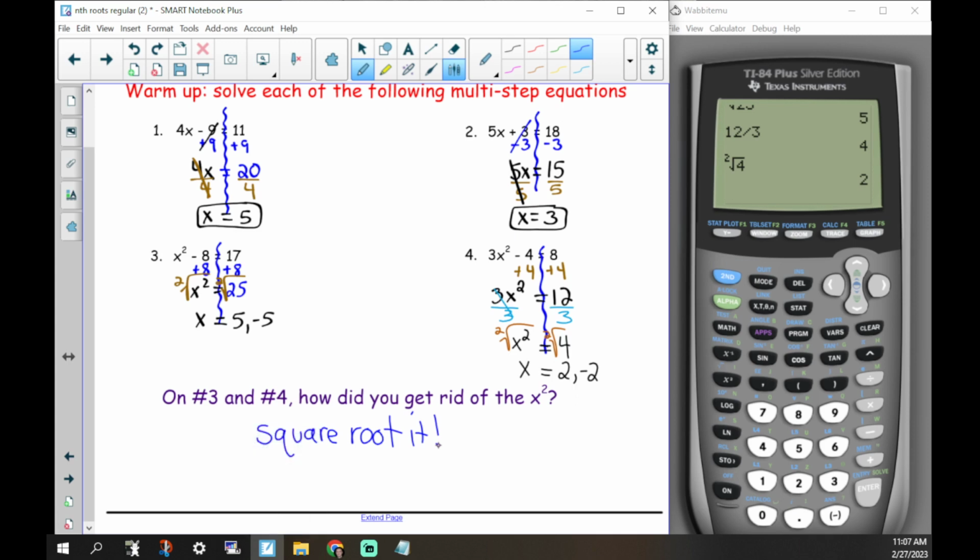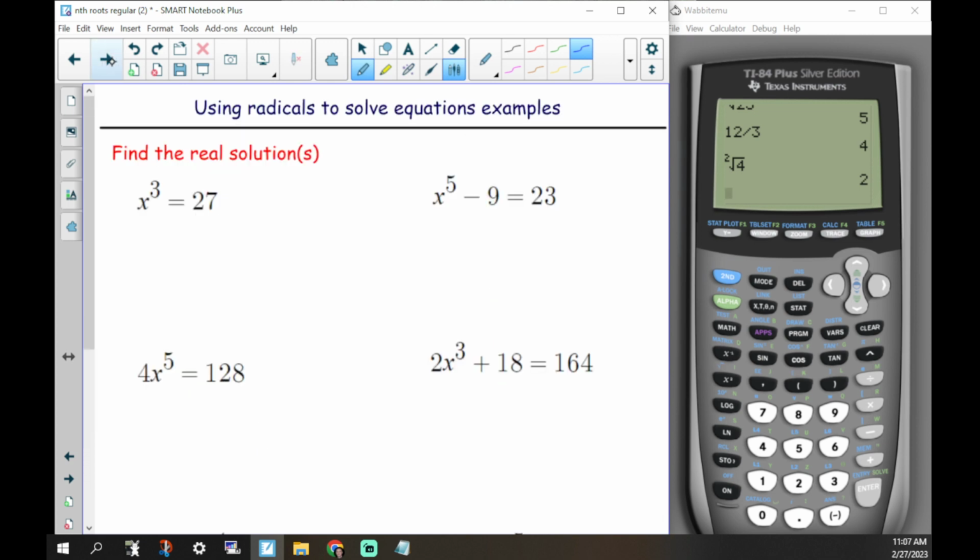Now we are going to jump into our next set of problems. So, we're going to be using radicals to solve equations, and here are the examples. You'll want to make sure that you have these in your notes.